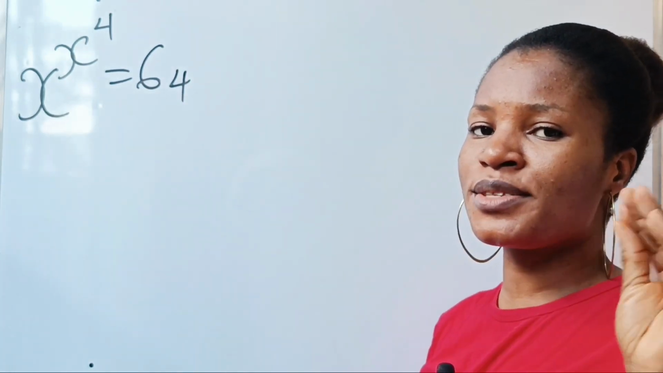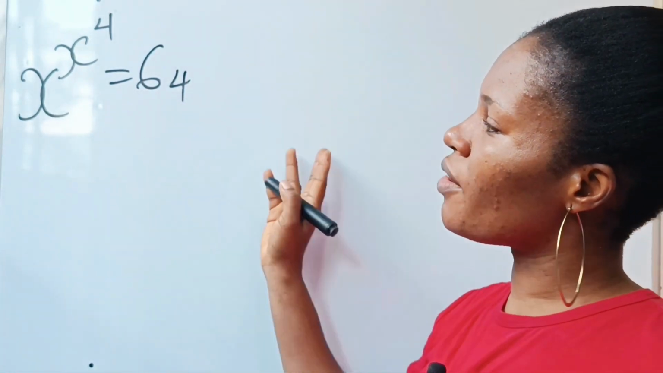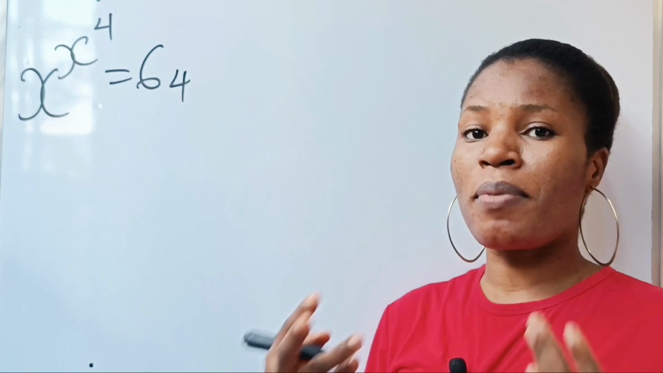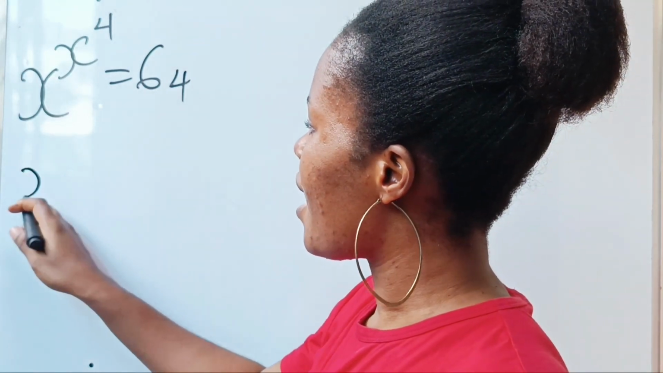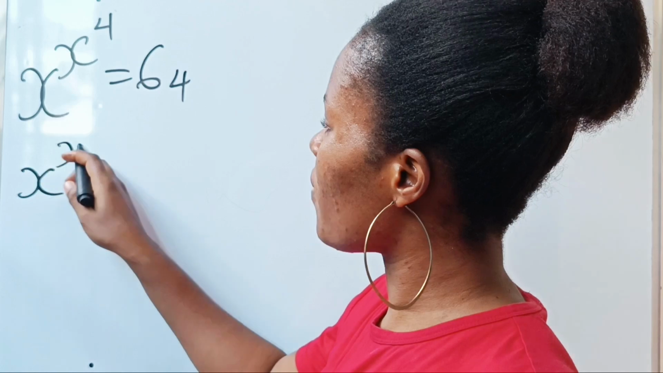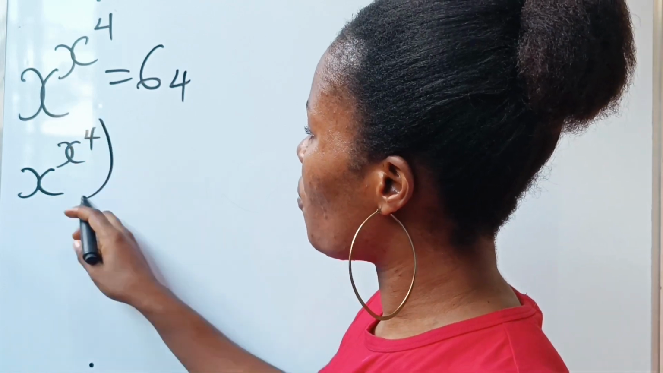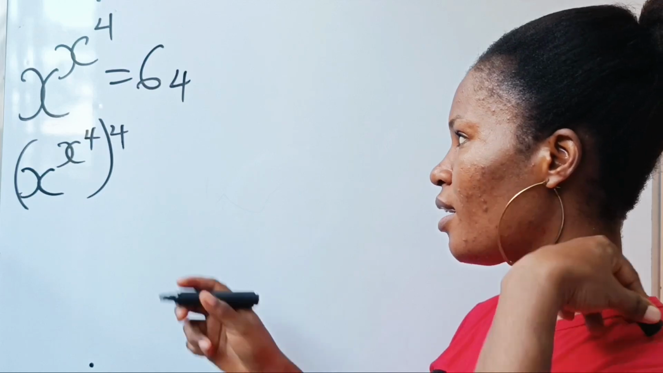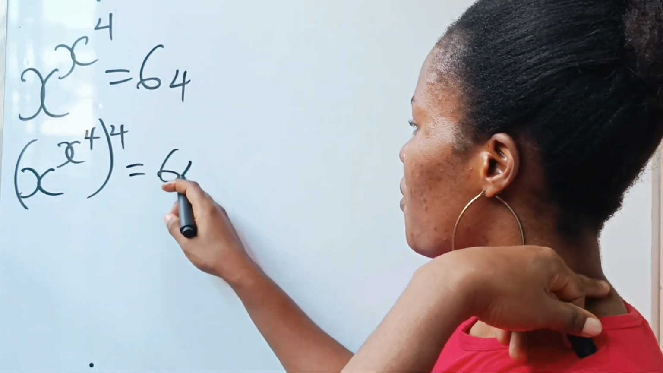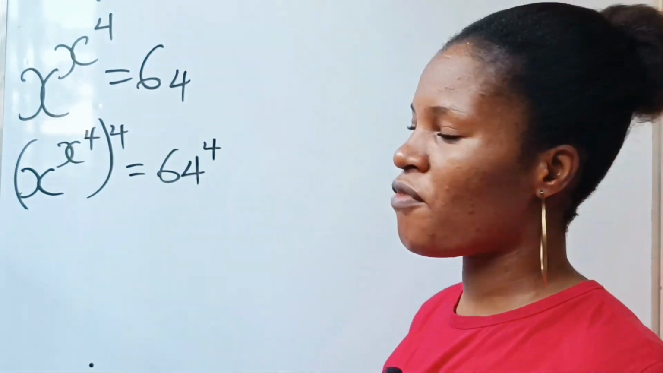Now, the first thing we need to do is to raise each side of this equation to the power of 4. Okay, so let's do that. So this is x to the power of x to the power of 4, raised to the power of 4, is equal to 64 raised to the power of 4.